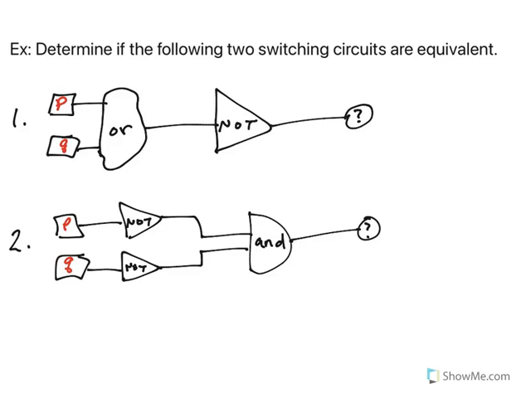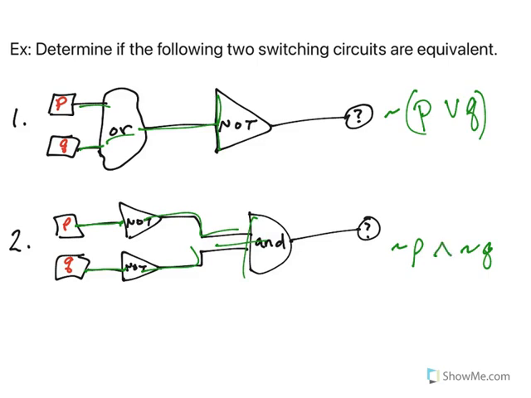First, let's look at number one. P and Q are joined by OR, so P or Q. Then they come to the not. Okay, so not (P or Q). Great. Now let's look at the second one. P goes to not, so not P. Q goes to not Q. And those are joined by and. Okay, so are these two equivalent? That's what we're looking for.